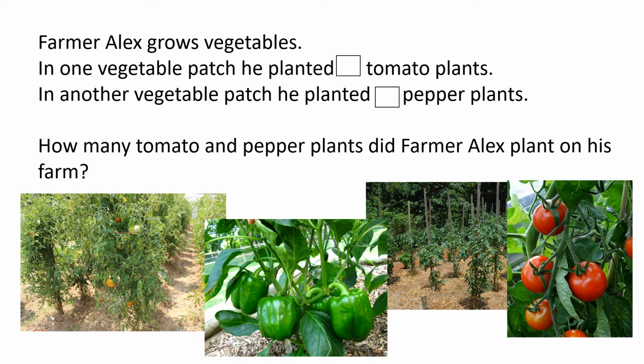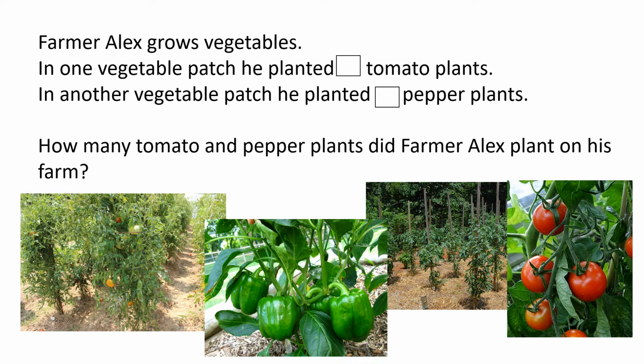Before we jump in to solve this, let's think about what we know. What is this problem about? Think about that. Did you say it was about a farmer growing tomato and pepper plants? Because that's what it's about. What do we want to find out? We wanted to find out how many tomato and pepper plants Farmer Alex plants on his farm.